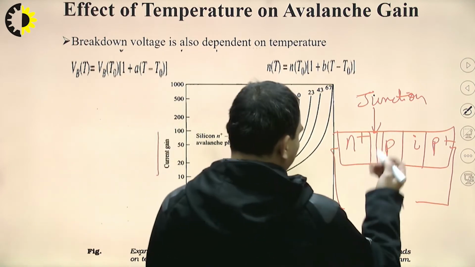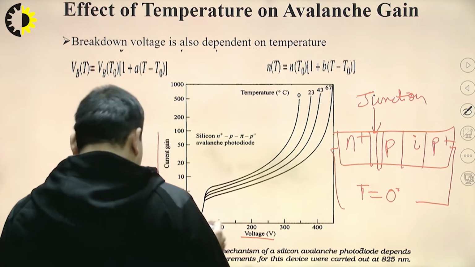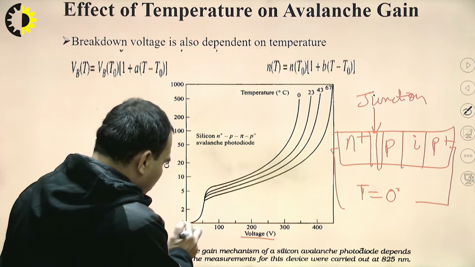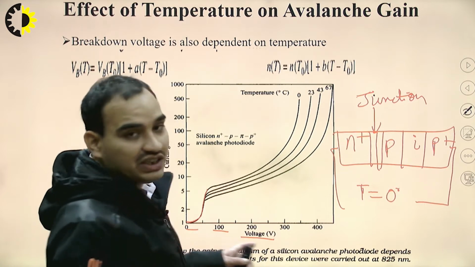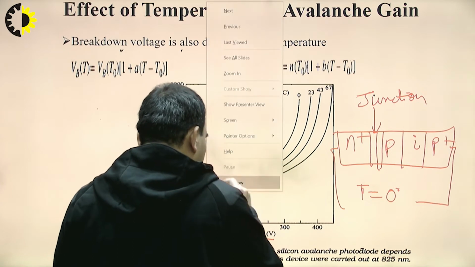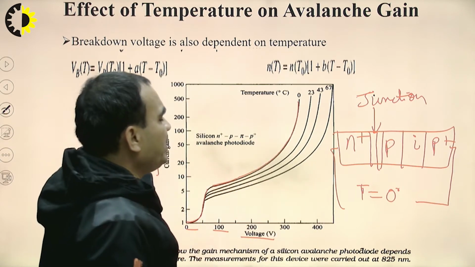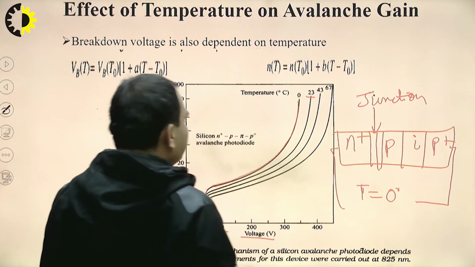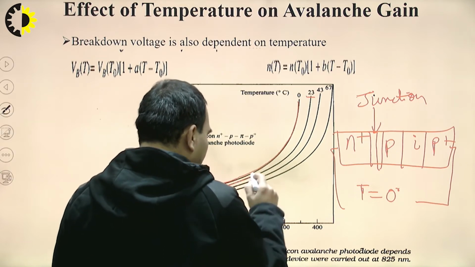When the temperature T equals 0 degrees, we can see that in the initial region, when the applied voltage is between 0 and 50 volt, the value is constant. After that, the current gain, or you can say the avalanche gain, is changing. For each case it is changing. Next, when the temperature rises to 23 degrees centigrade, we can see a slight decrease in the current gain, and we follow this curve.